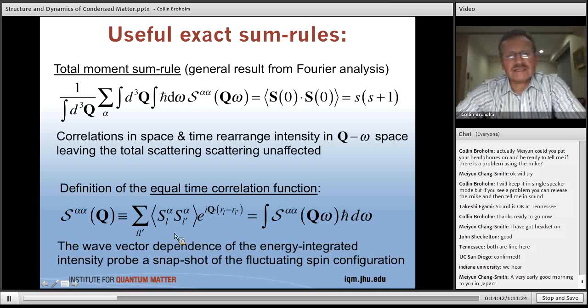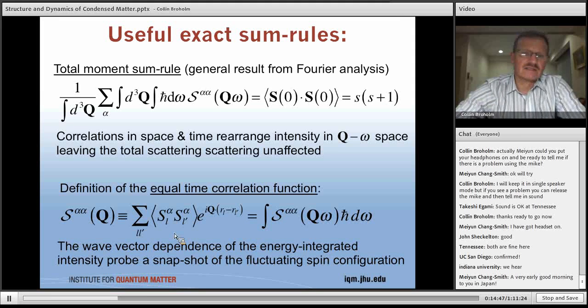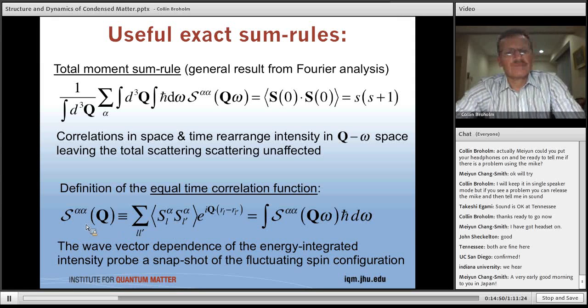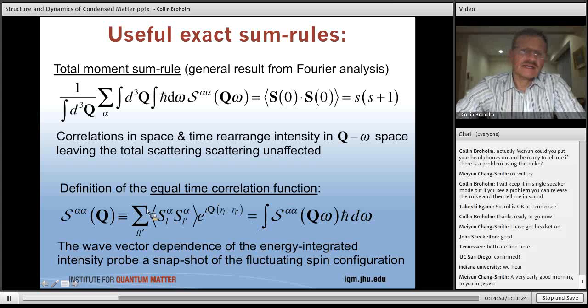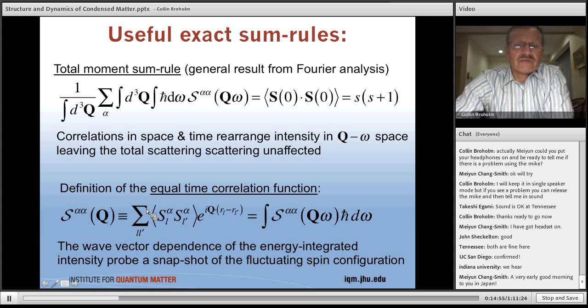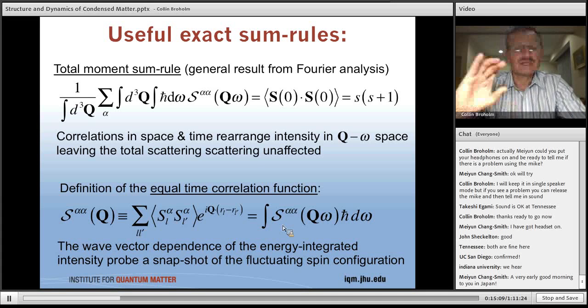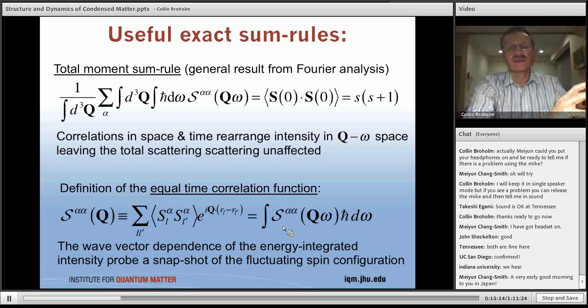And so this is also quite a useful expression to keep in mind. In some cases, we can actually design experiments to specifically measure the energy integrated intensity to within some approximation. And in other cases, even if we don't have the full range of energies, it's useful to have some sort of partial measure of this equal time correlation function, integrating over the range of energies that we have available, or we may want to integrate over some limited range of energies to obtain information about the equal time correlations associated with processes in that particular range of energy transfers.